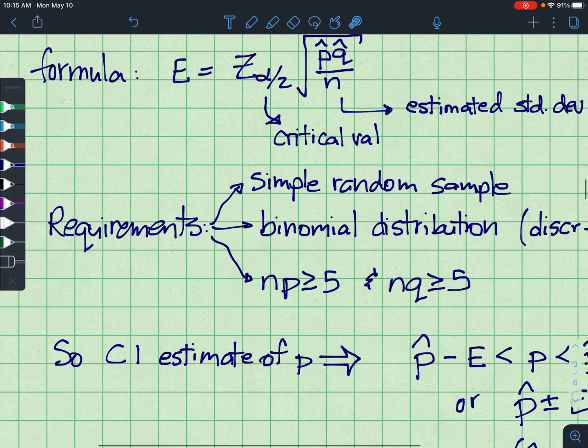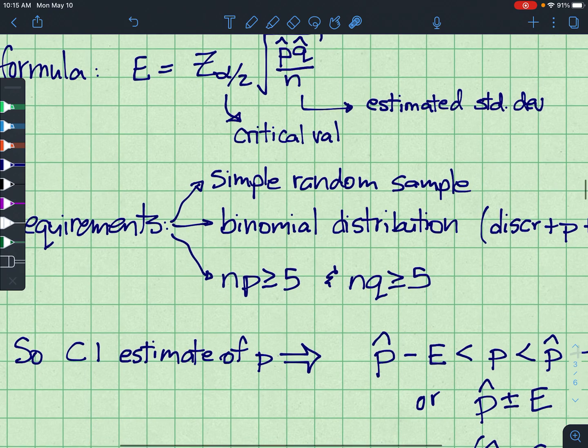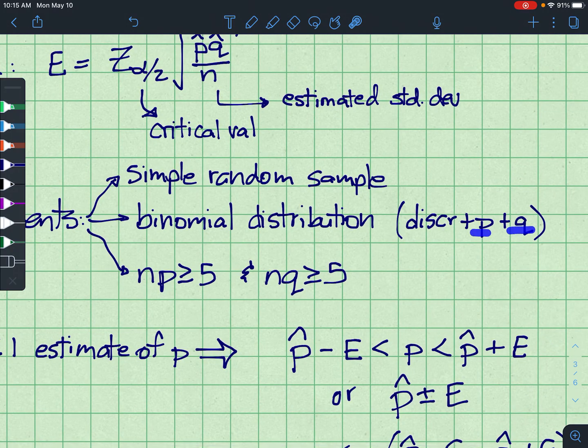Requirements. Much like the binomial requirements, you have to have a simple random sample. Again, it's got to be discrete. You have to know your p and q. You have to know the number of successes, and so on. And then don't forget, when you multiply the sample size times your success rate or your failure rate, you should get more than 5. Okay?